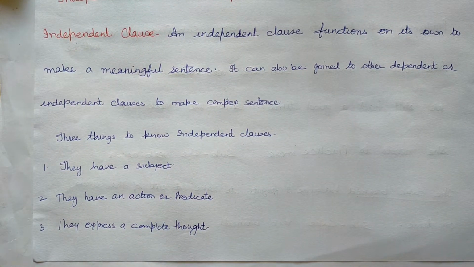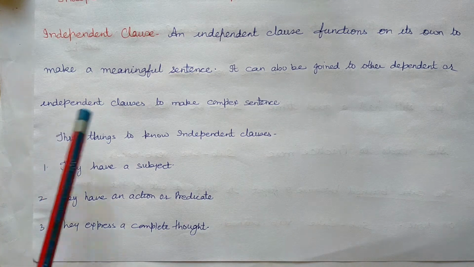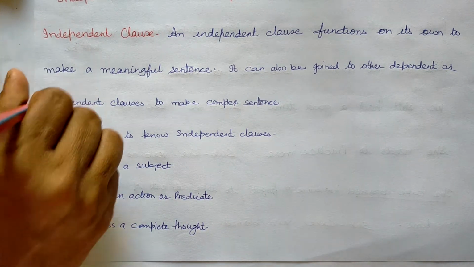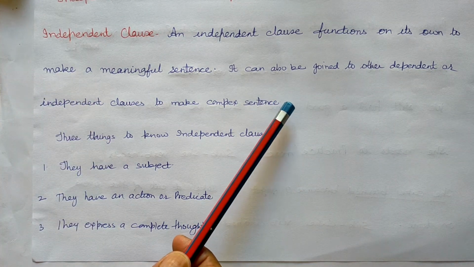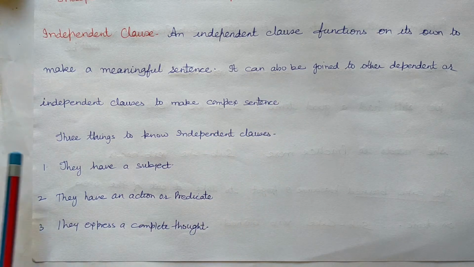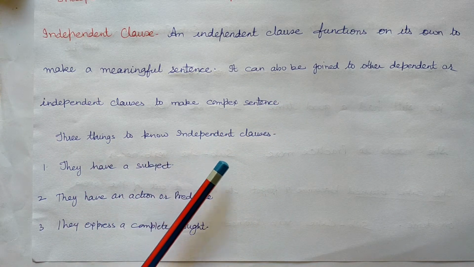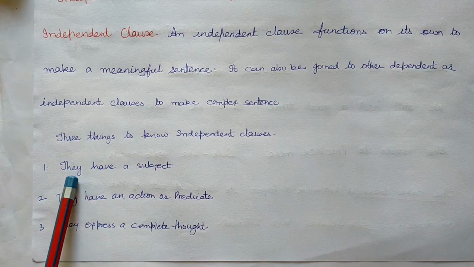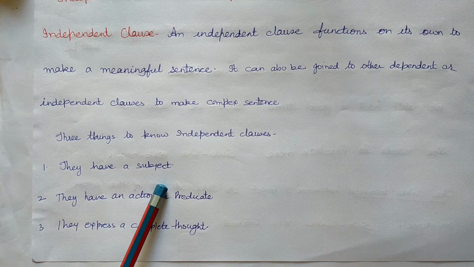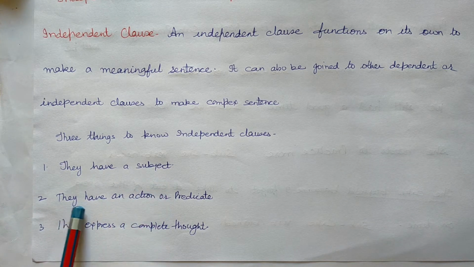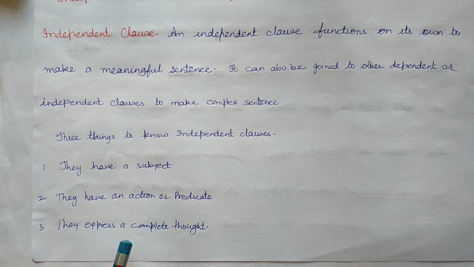It can also be joined to other dependent or independent clauses to make a complex sentence. Three things to know about independent clauses are: they have a subject, they have an action or predicate, and they express a complete thought.